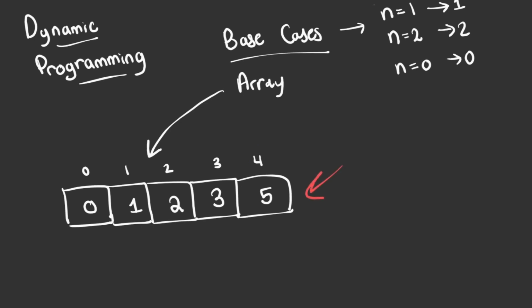But this is still using big O of n space, since it's an array with n steps. But notice that we only need the 2 preceding values and not any of the values before that. So we can just keep pointers to the 2 values and increment them as we need. So if we had n equals 3, they would be at 1 and 2.